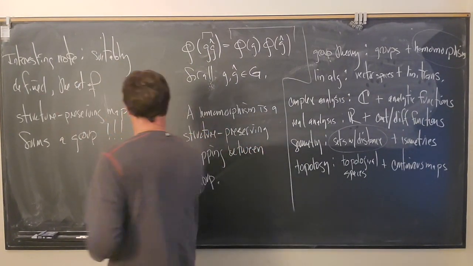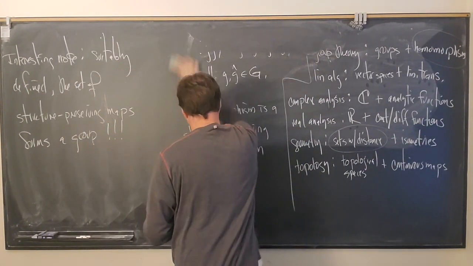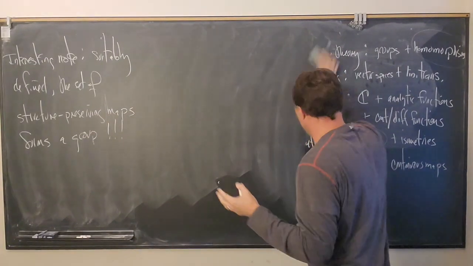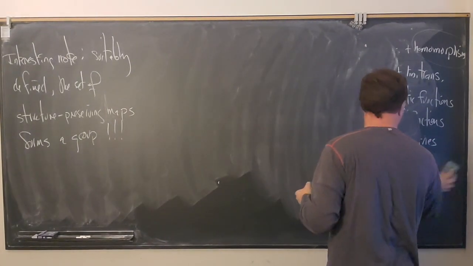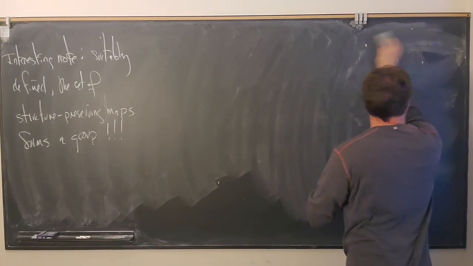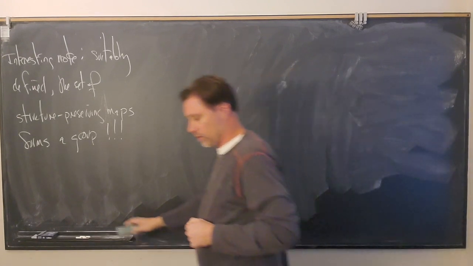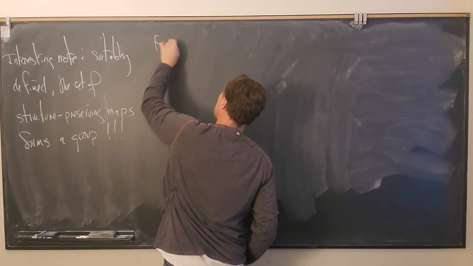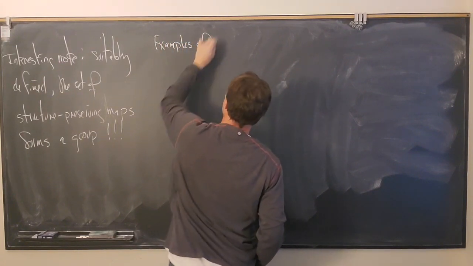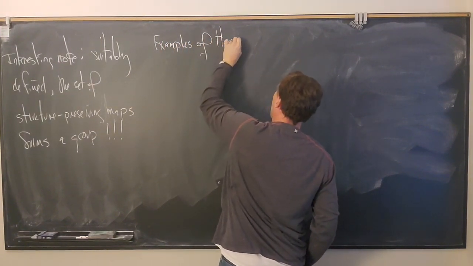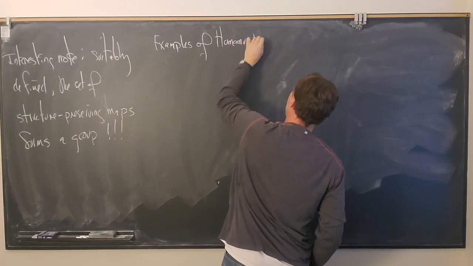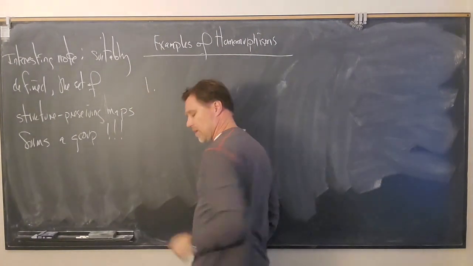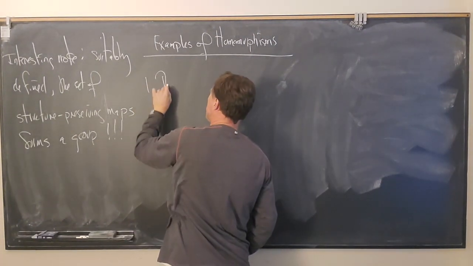Now let's look at some examples of homomorphisms. I want to go through some of the standard, the common homomorphisms out there that will come up, and we'll need to make use of some of these. In fact, all of these. So, examples of homomorphisms. The first one, the trivial homomorphism.